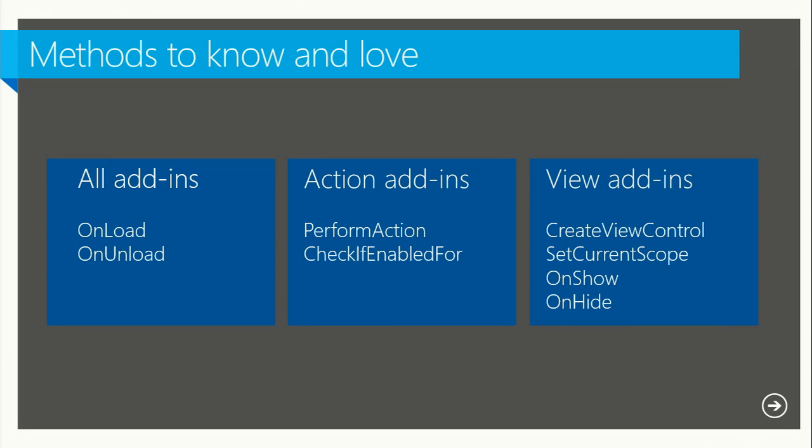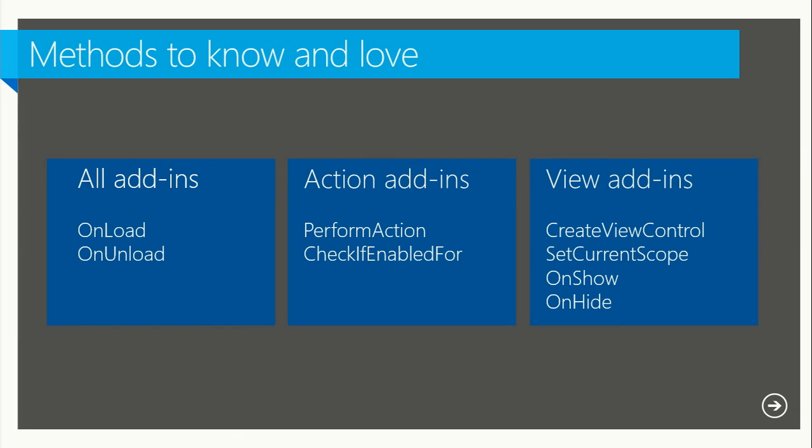Set current scope is a really interesting one and one that you should become familiar with. This is the one that we call every time the user clicks something different. It's the way you essentially respond to the fact that the user has clicked a different server in the host view or has clicked a different tree node. We will call this and we will send you a context object that tells you what they did, and then you can write code to respond to that appropriately.